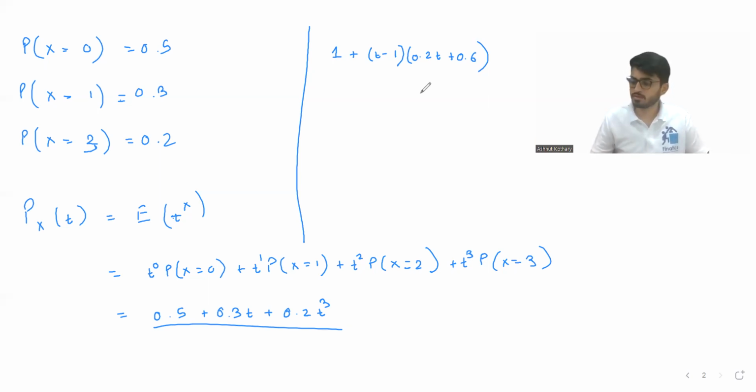So the question was that this is the PGF, probability generating function. You need to find the probability function of this random variable. This is nothing but P_Y(t). You need to find this probability function of Y.